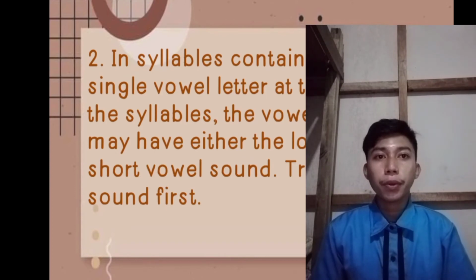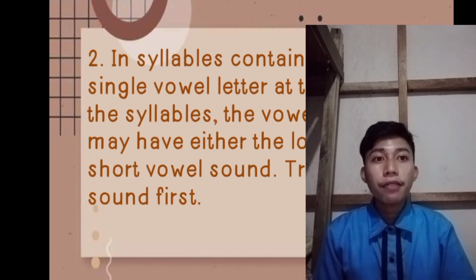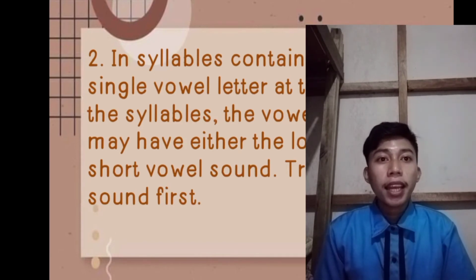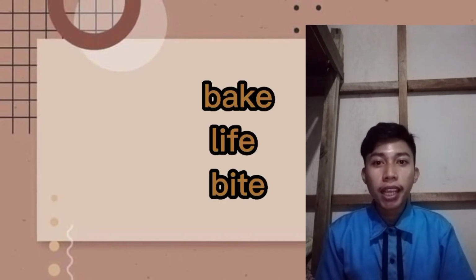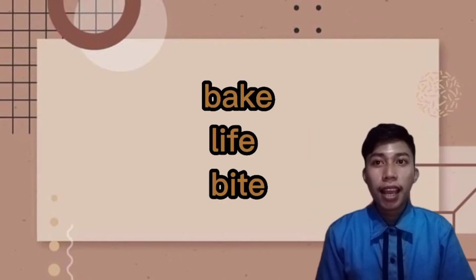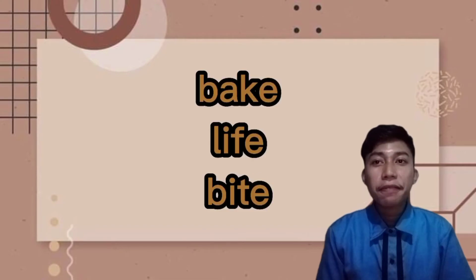Rule number 2. In syllables containing a single vowel letter at the end of the syllable, the vowel letter may be either the long or short vowel sound. Try the long sound first. For example, bake, life, bite.